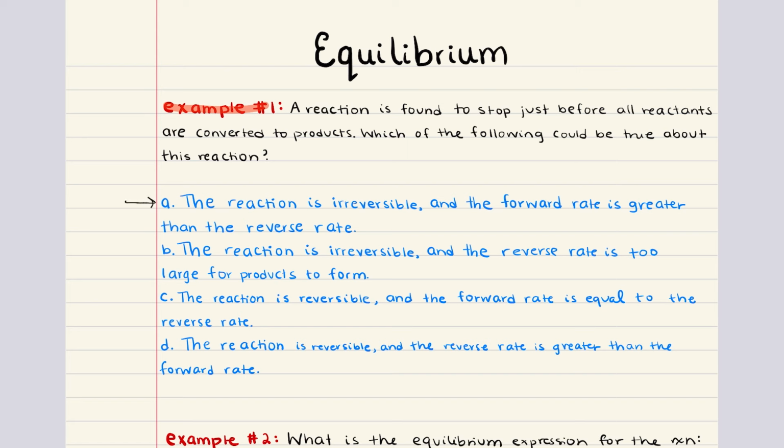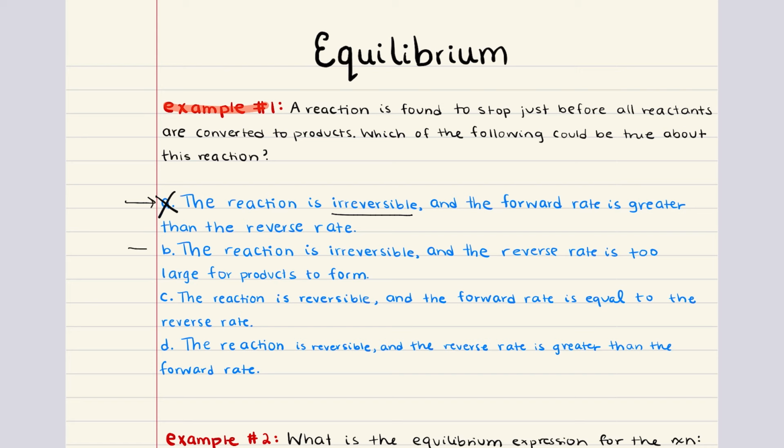Answer choice A says that this reaction is irreversible and the forward rate is greater than the reverse rate. Now, in an irreversible reaction, the reverse rate is essentially 0 because products cannot revert to reactants. If the forward rate is greater than 0, then the reactants should continue converting to products until all of the reactants are used up and we've formed products. This doesn't make any sense. This does not explain why the reaction stops before all of the reactants are converted. And so that means answer choice A is incorrect.